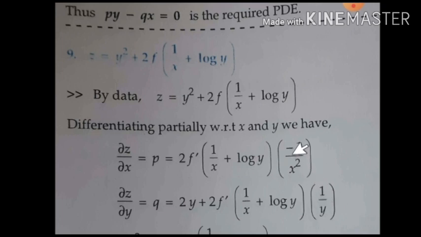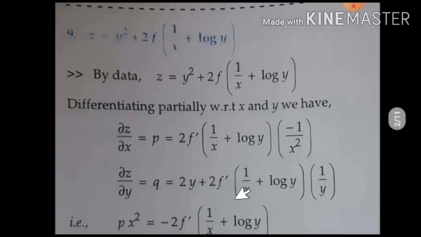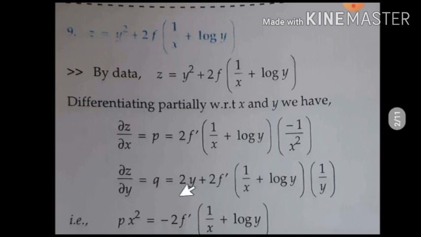So here a simple way is, 2 into f dash of this function can be written as, if I bring this x square to the left side, p x square. So that can be substituted over here, from where the f dash term will get eliminated. See, here you can observe the x square term is brought to the next side, minus 2 f dash. So it can be written as p x square.